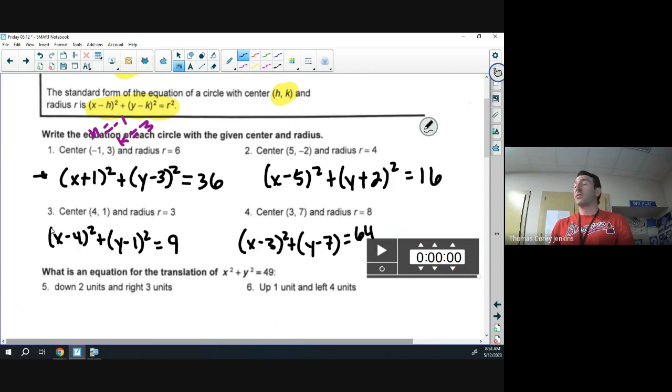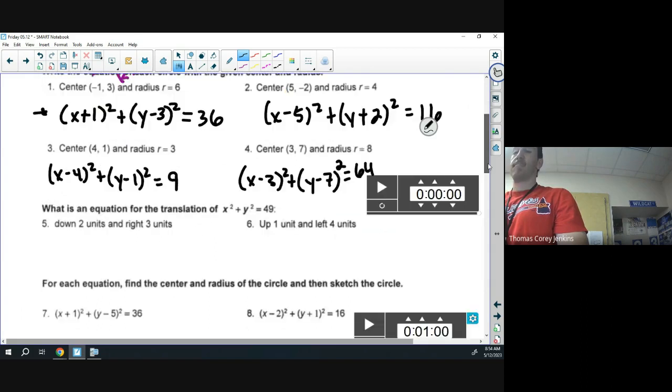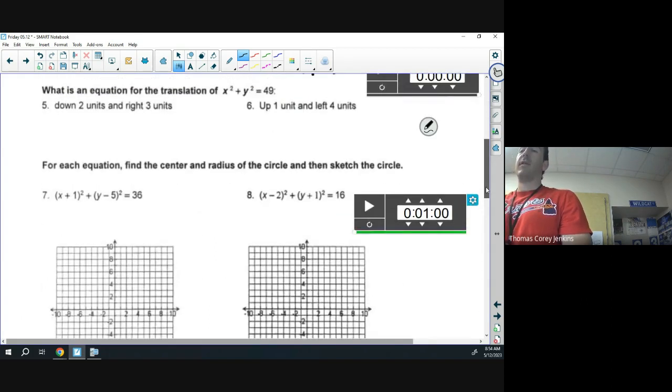Does anybody have any questions before we move on? Does anybody see my mistake on number 4? A little mistake. Anybody see it? We gotta correct it since we're making a video. Yeah, gotta remember those exponents. So it should be y minus 7 squared. Okay. Everybody good so far? Anybody have any questions? All right. Let's keep moving.